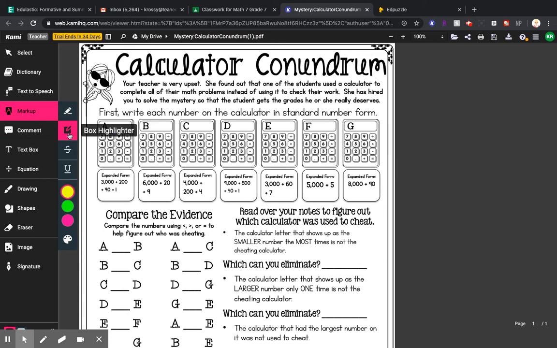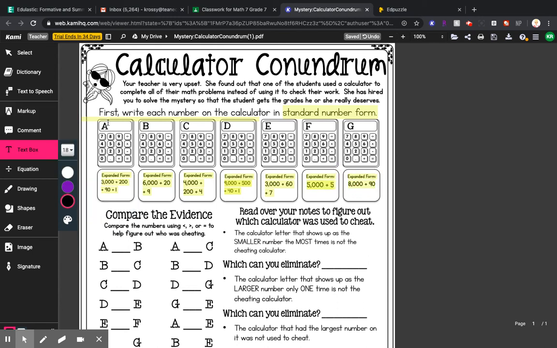So let me go ahead and get my markup here, my highlighter. And standard form. Okay, so that means just the number. So here you're going to find the expanded form underneath each of them, and then you're going to write the standard form in this box right here. Okay, and the way that you add the box, I'll show you, it's text box, and then you're going to click on where you want it to go. And like this one for calculator A, this is 3,000 plus 200 plus 90 plus 1. So that number is going to be 3,291. You're going to put it right here.